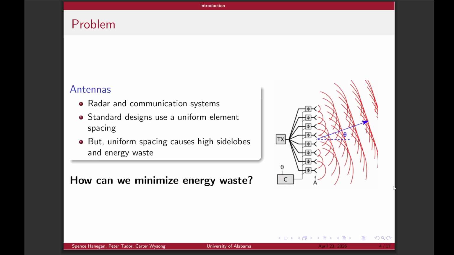Standard designs use a uniform element spacing, as this is a good way to ensure consistent performance and an easily manufacturable design. But uniform spacing can cause higher side lobe levels and energy waste, especially when compared to other intelligently designed solutions. How can we minimize energy waste, or in this case even noise, as seen in the side lobes, while maintaining the same number of elements?